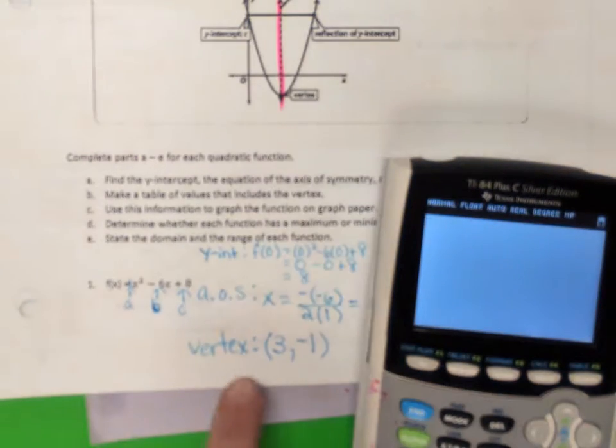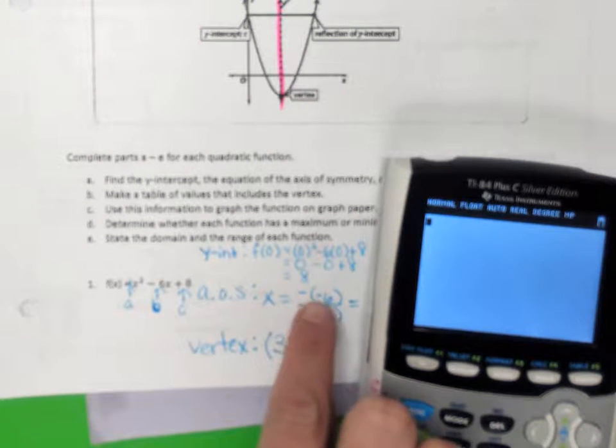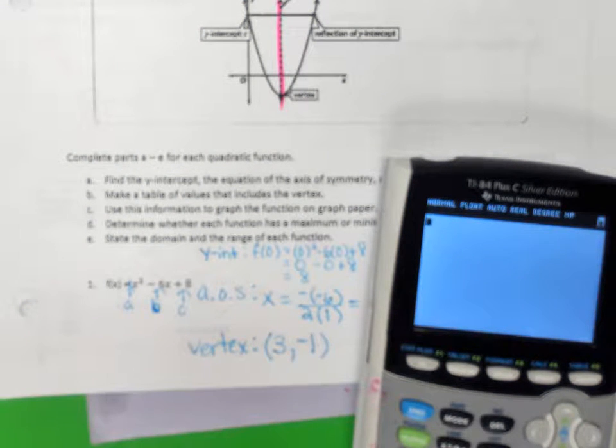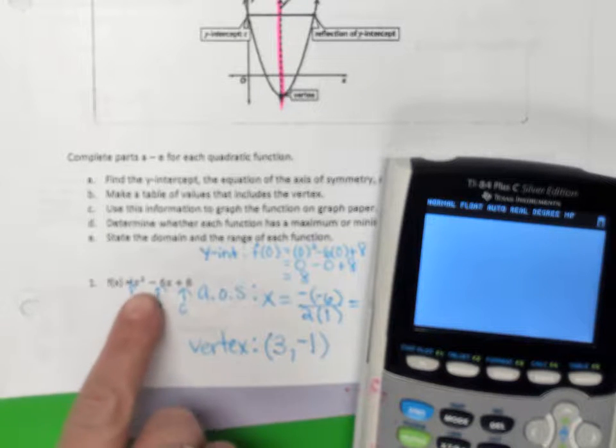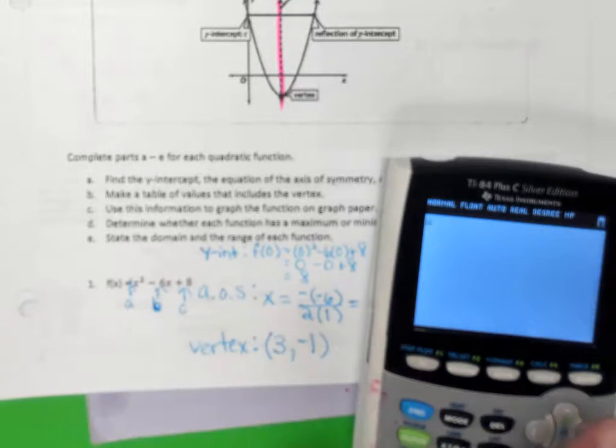But the formula is negative B, so negative -6 makes a positive 6. So the negative just changes the sign for that B.